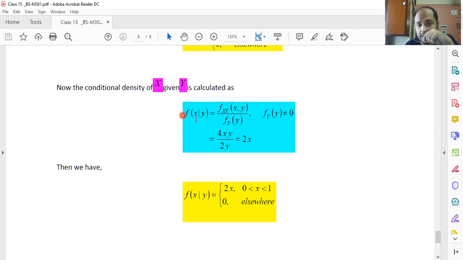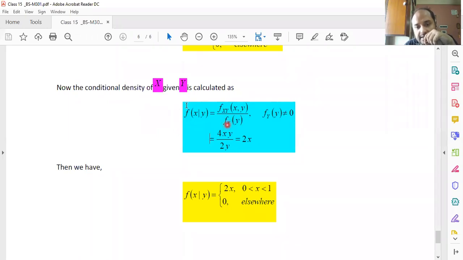One more thing, students. If you like to stick to the notation, you must write in the suffix capital X given capital Y. It is my mistake not to remain consistent, so I shall rectify this. You must write here in the suffix that the random variable here is capital X given capital Y.